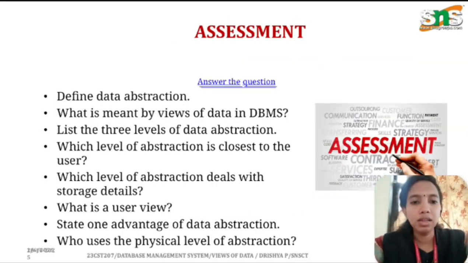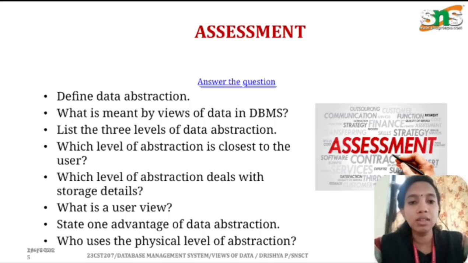And these are some assessment questions for you. You have to try these questions after hearing this lesson. Then these are the references.